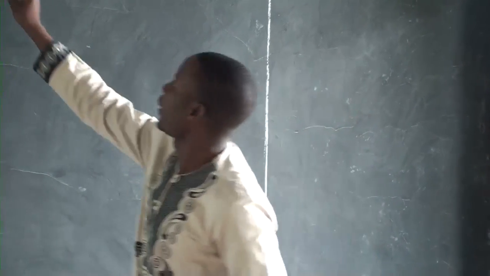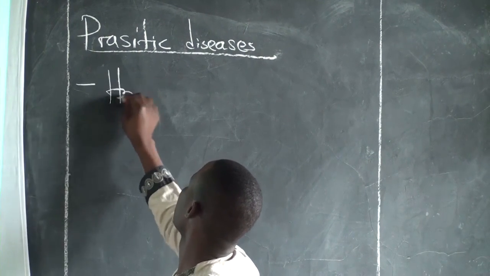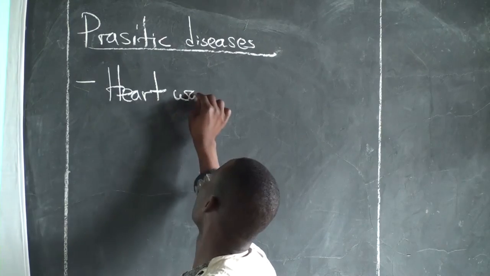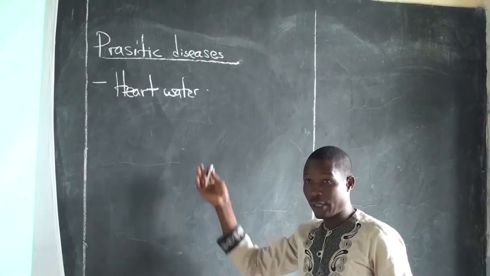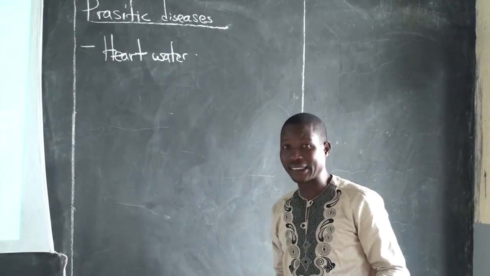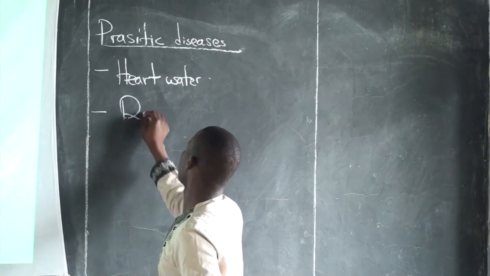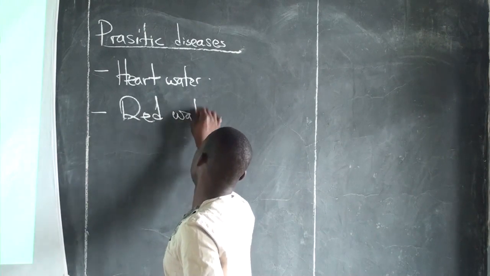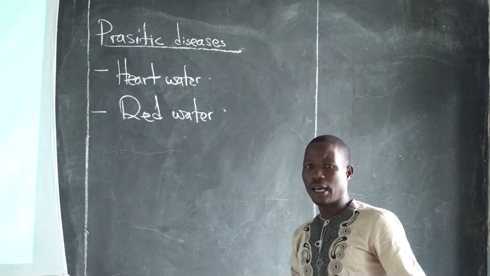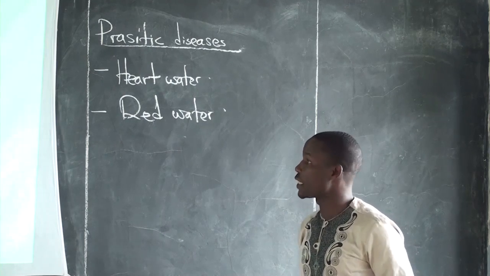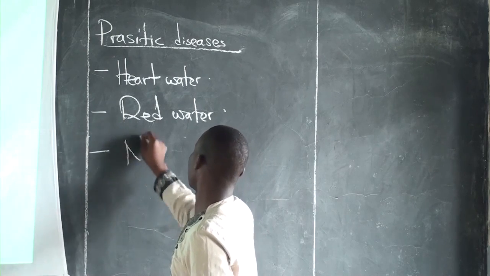So as some of them here, you can look at this one, like heartwater. This is spread by ticks. That's why you can also call it a tick-borne disease. And then we come to red water. This is also related to this. We shall go ahead and look at the signs and symptoms and then prevention of each disease. And we can still add more.